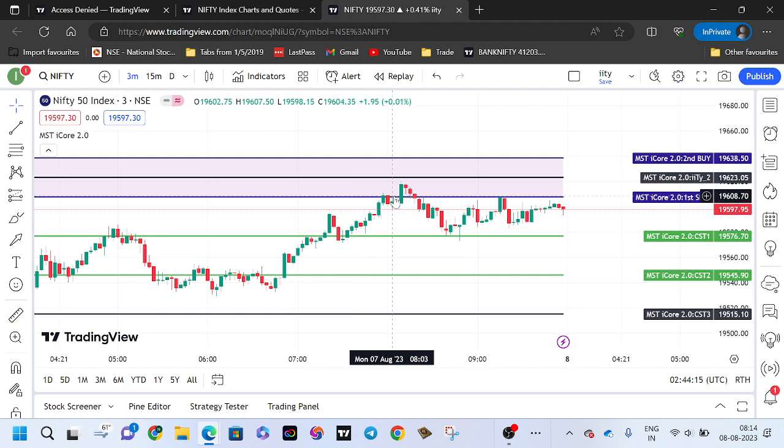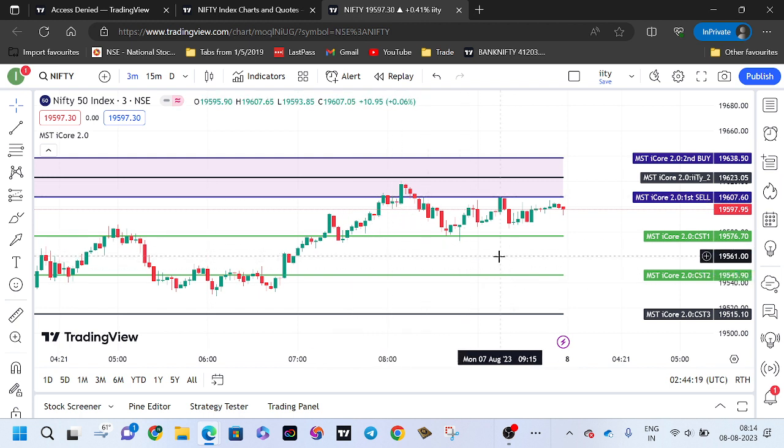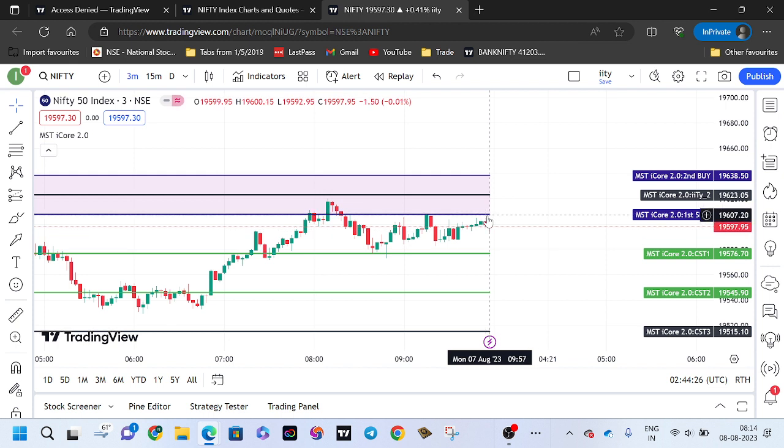Perfectly sell got activated and the first target was given immediately. Once again it got resisted, then it is almost nearing the target. If today the market has opened somewhere around 19,623, again the market will come down unless it breaks the 19,638 buy zone. Very simple. So this is how we have to trade.